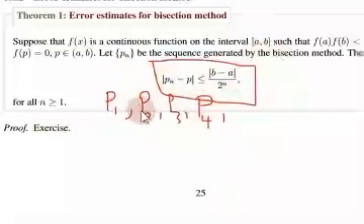So if you plug this into here, it satisfies this condition: the modulus of p sub n minus p is less than or equal to the length of the interval divided by 2 to the power n. This is very useful to find the minimum number of iterations for the given accuracy. I hope you understood that problem.